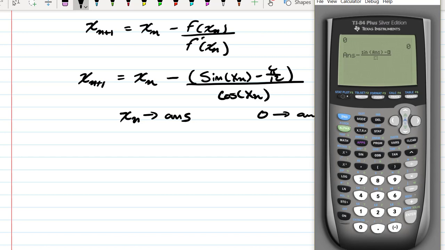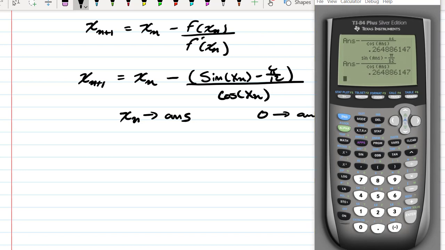minus pi over 12, and then the cosine of the answer. When we press enter, that gives us x1. We press enter again, we get x2, x3, x4. And we notice after x4, it actually doesn't change. So x4 and x5 are exactly the same thing.